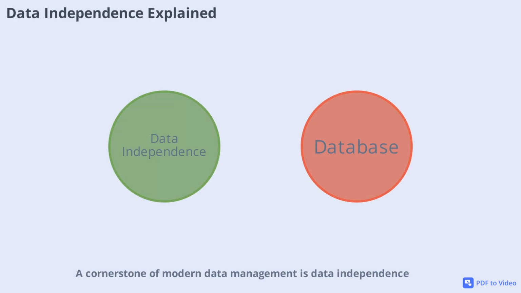The cornerstone of modern data management is data independence. This principle separates the logical view of data, how users see and interact with it, from its physical storage. Thanks to data independence, users can query data without worrying about where or how it's stored, and systems can evolve without breaking existing applications. This concept, introduced by Edgar Codd, remains vital even as databases scale from single machines to massive clusters.